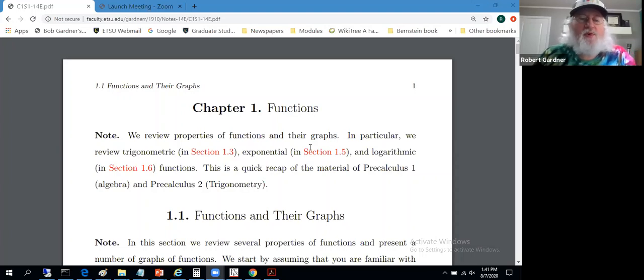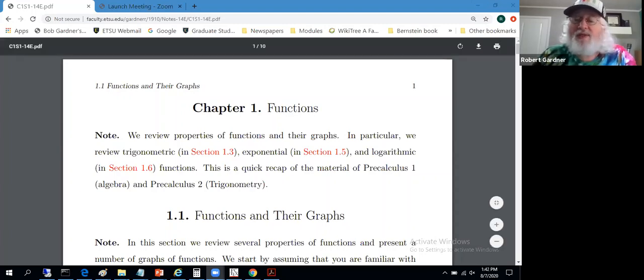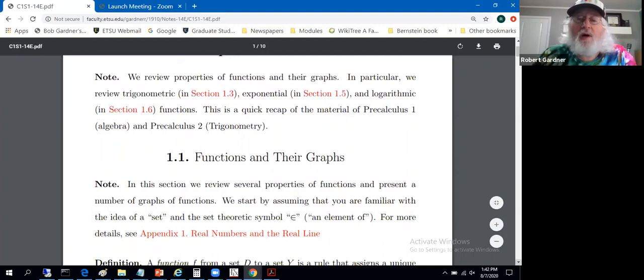So what we'll do is review trig functions in section 3, exponential functions in section 5, logarithmic functions in section 6, and just functions in general in this first section. So really just a recap of Pre-Calculus 1 and Pre-Calculus 2, the greatest hits of Pre-Calculus 1 and 2, with an eye towards what we need in here to do the calculus stuff.